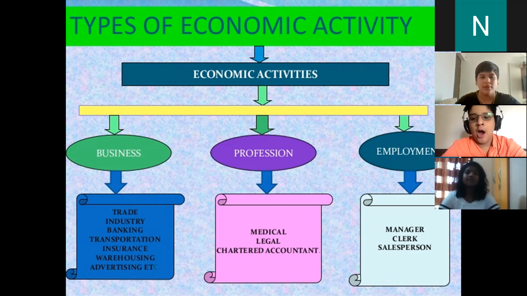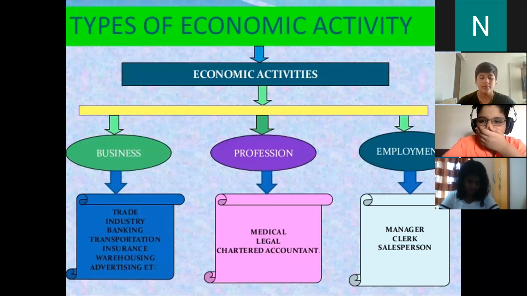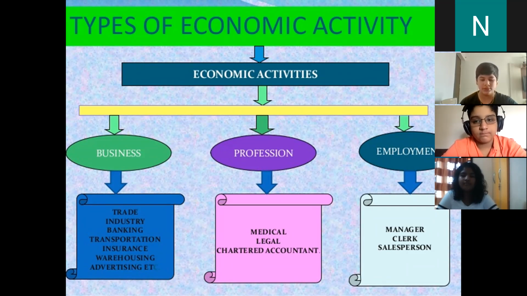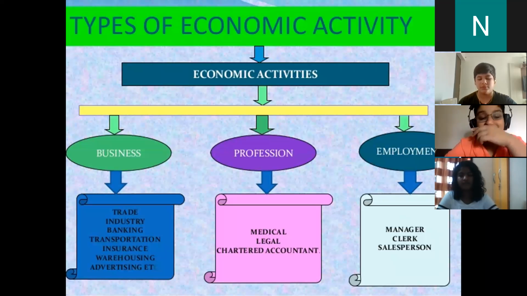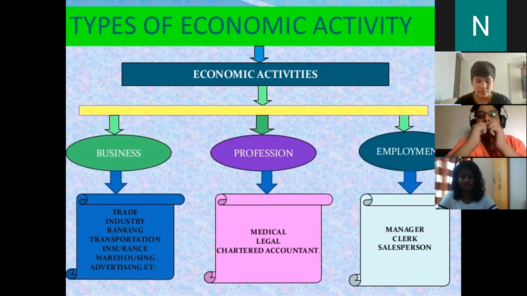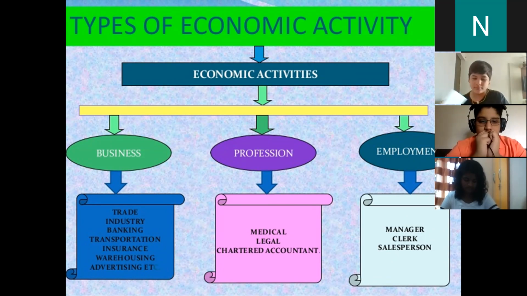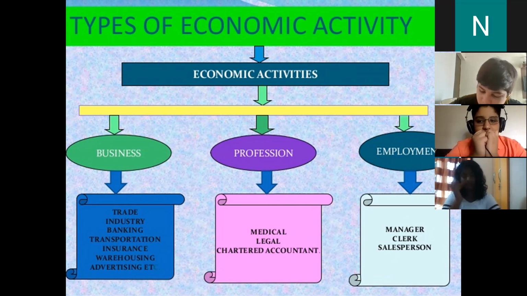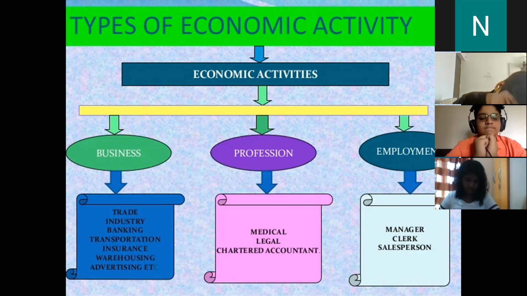Now, you can see they have given you examples of business. Business can be in trade, banking, insurance, transportation, or advertising. You can see the examples of profession. Profession means medical, which means doctors, legal, which means lawyers, and then we have chartered accountants, company secretaries, lawyers, doctors, engineers, all of them come under profession. Then you can see employment: manager, clerk, salesperson. So these are the examples or types of business, profession, and employment. Now we are going to do them in detail one by one.